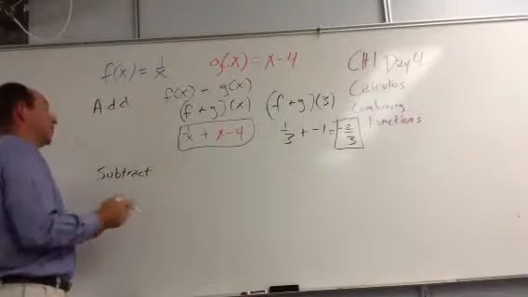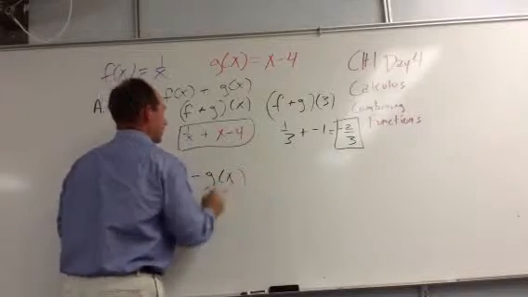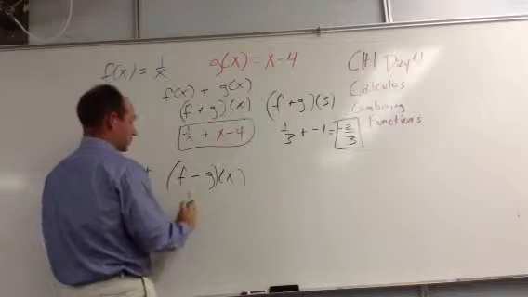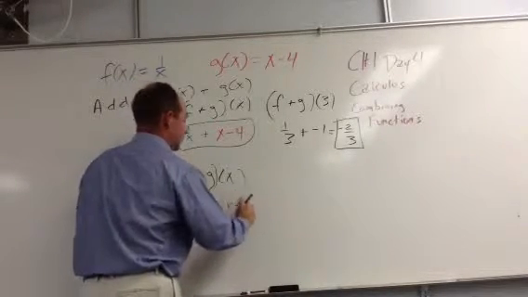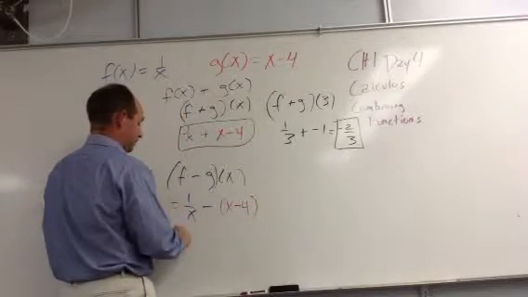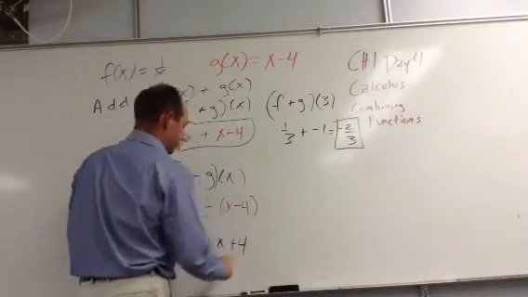How does it change for subtraction? It doesn't really. f minus g of x. Remember, I just need to go ahead and subtract these two. So we knew what f of x was. It was 1 over x. We know that g of x is the quantity of x minus 4. Okay, so I need to subtract both of these. My final answer is 1 over x minus x plus 4.